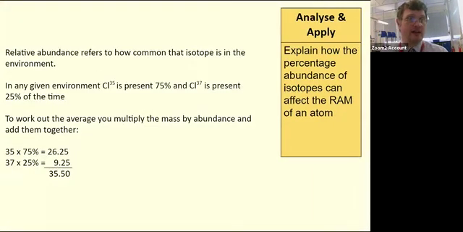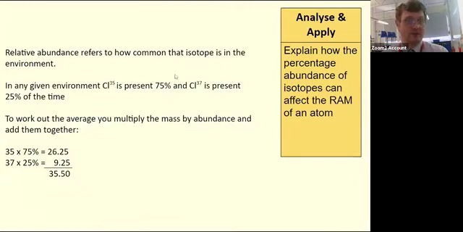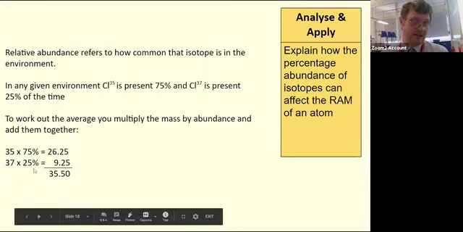The way we do that is we look at the mass and the percentage. So we know that 75% is chlorine 35, 25% is chlorine 37. To work out the average, you multiply the mass and the abundance and add them together. So 75% of them are 35. So what's 75% of 35 is 26.25. 25% of them are 37s. So what's 25% of 37? 9.25. Add those together, and that's where we get to this figure of 35.5.